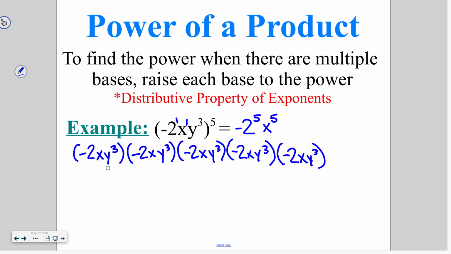And the last one is I've got y to the 3rd, y to the 3rd, y to the 3rd, y to the 3rd, and y to the 3rd. If we follow the power of a power rule, that's going to give us y to the 15th, or 3 times 5. So that 5 is being distributed to each of the 3 powers on our original terms, giving us that final answer of negative 2 to the 5th, x to the 5th, and y to the 15th.